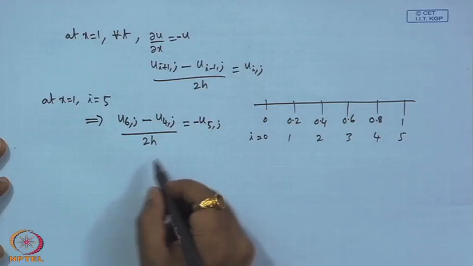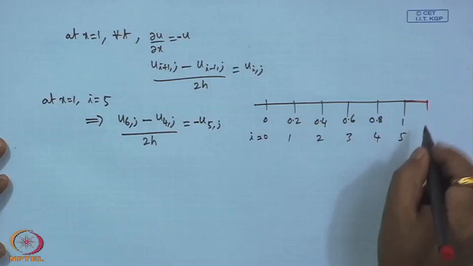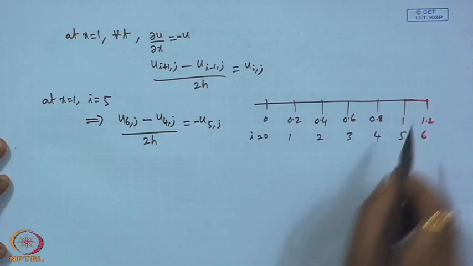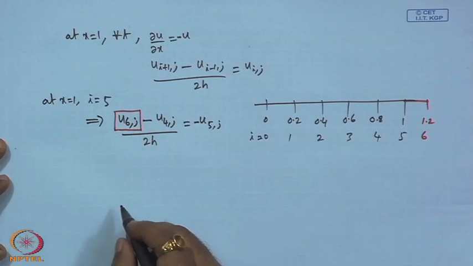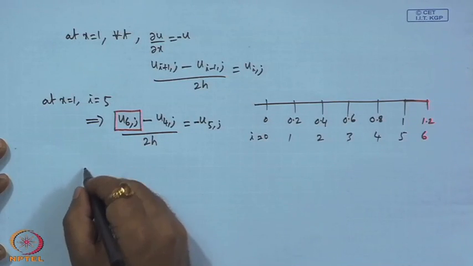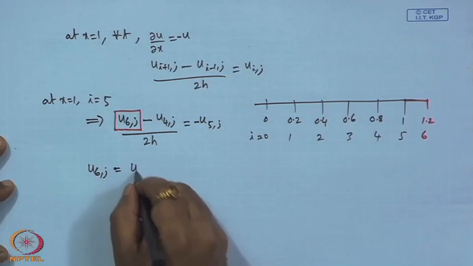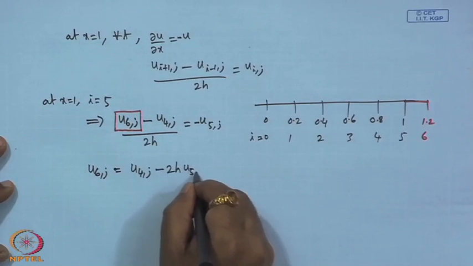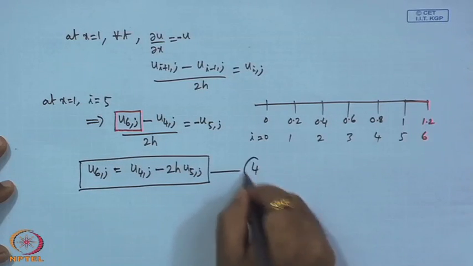Now, as I discussed, this is supposed to be I equals 6, but this is outside the domain. So, that is a fictitious value as well. Therefore, we write down u 6 j is equal to u 4 j minus 2h u 5 j.